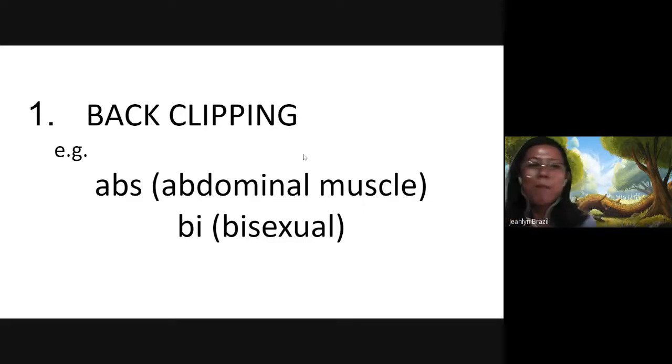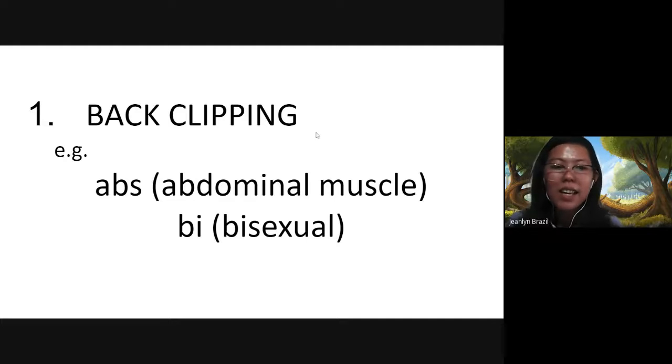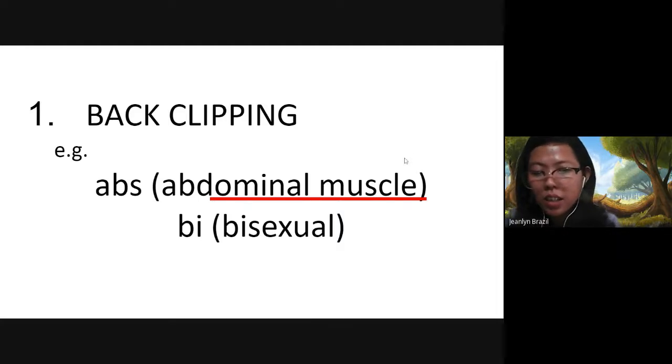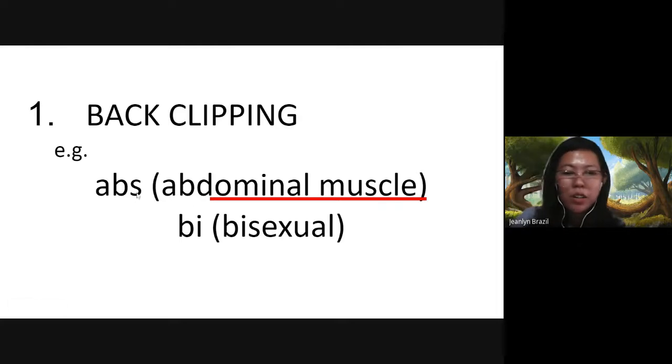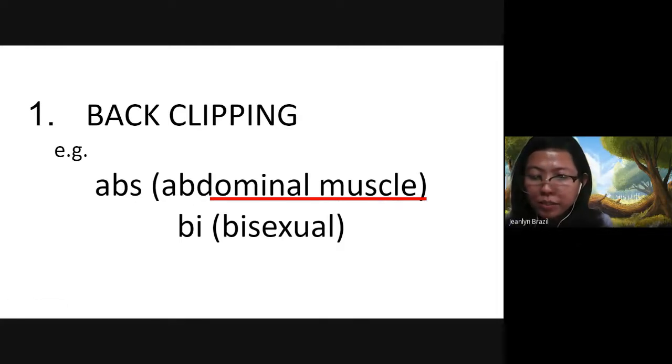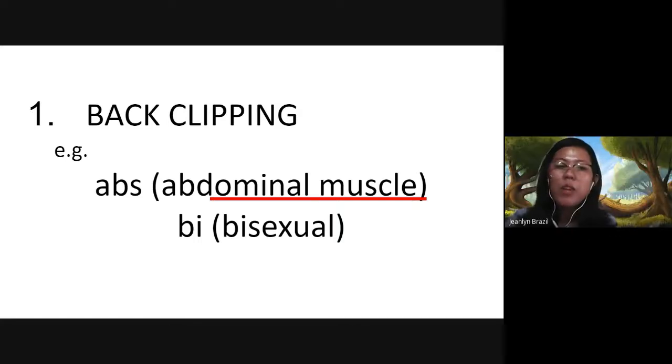Okay, so number one is back clipping. Pag sinabing back, saan kaya tinatanggal ang syllables? So, ayan, nakuha na natin yung unang example, yung abs from abdominal muscle. So, from the example, ano kaya ang ibig sabihin ng back clipping? It means that we have to remove the end part of the word. Ayan. So, anong inalis nga ulit natin dito sa abs? Sige nga. Sinong pwedeng makasagot? Precious? Dominal muscle. Okay, that's correct. We remove dominal muscle because we delete or remove the end part of the word or phrase. Okay?